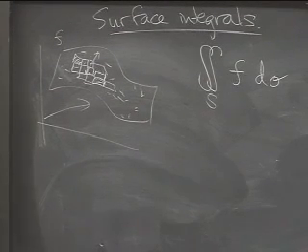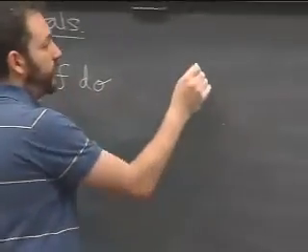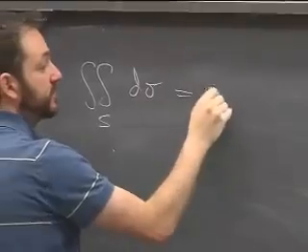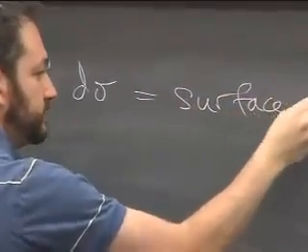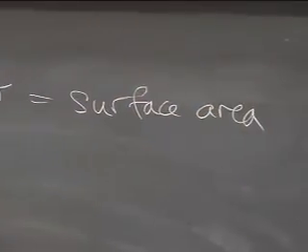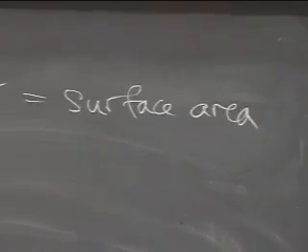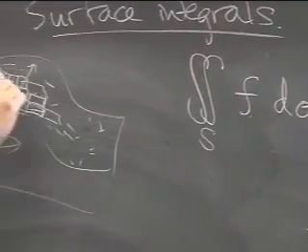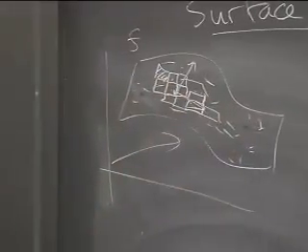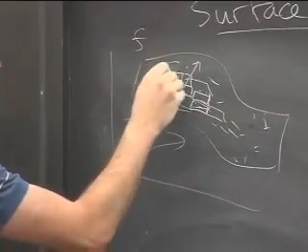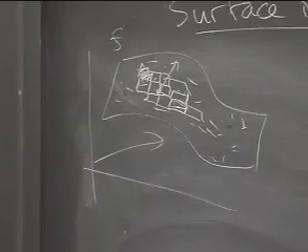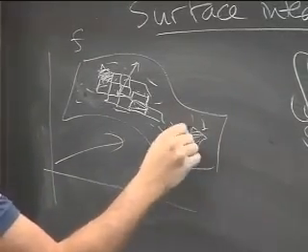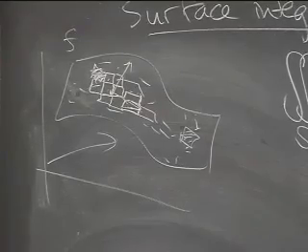And one nice application is that if f is just 1, this will be the surface area, because you're just adding up all the little d sigmas, which just gives you the area. But if you have an f there, then you're sort of counting some of the area in a different way. So if f is 3 here, you're counting that 3 times as much, 3 times d sigma. If this is minus 1 over here, then you're taking minus that area. So that's sort of like a weighted sum.